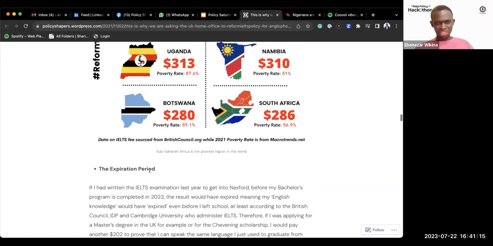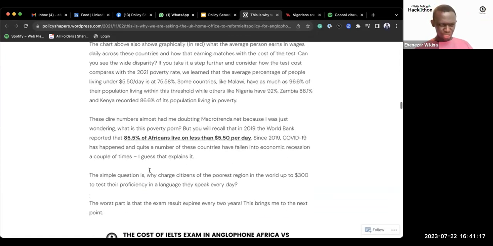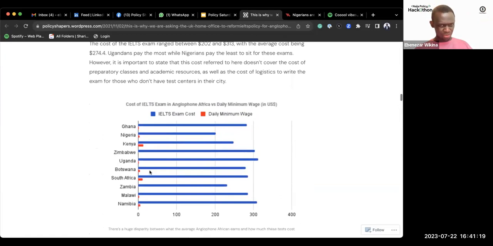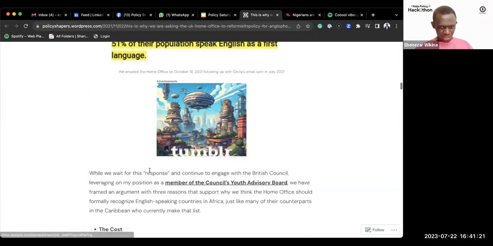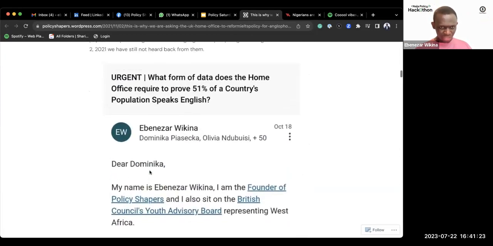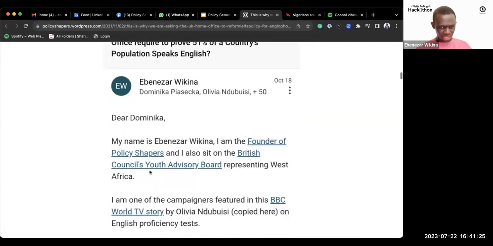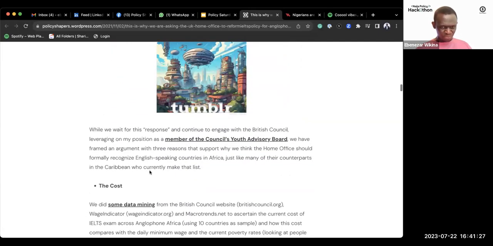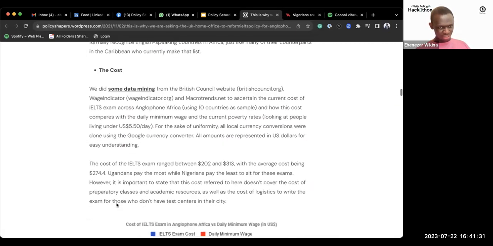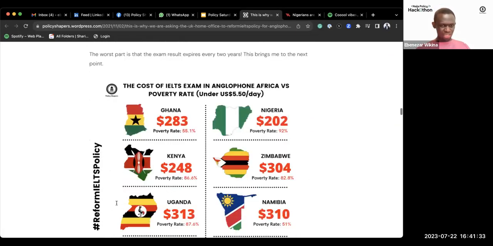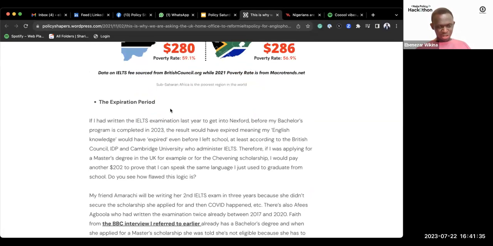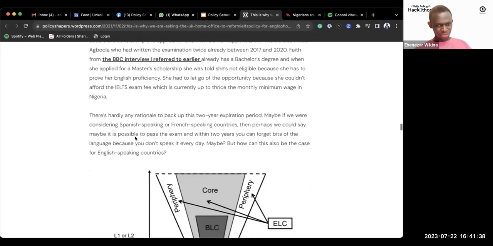So basically just sharing data, and then Charles mentioned using subheadings, right? So you notice that after the screenshot of the email that we sent, we talked about why we think this doesn't make sense, right? We then said the cost is one of them. We used bullet points, talked about the cost, used a bullet point, talked about the expiration period. Why does it have to expire after every 2 years?